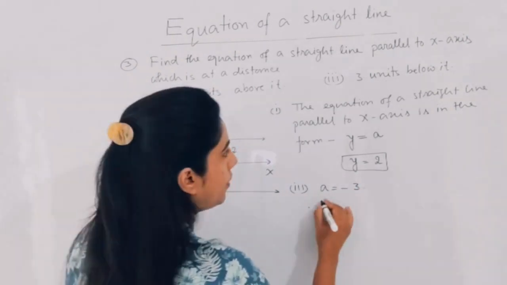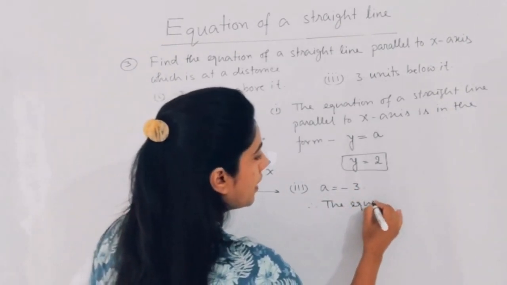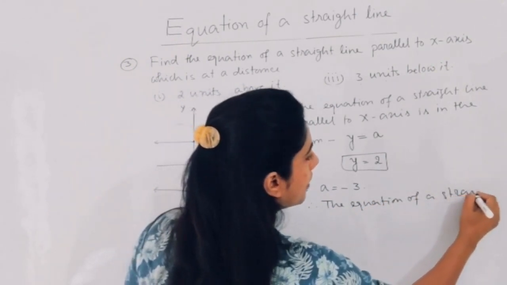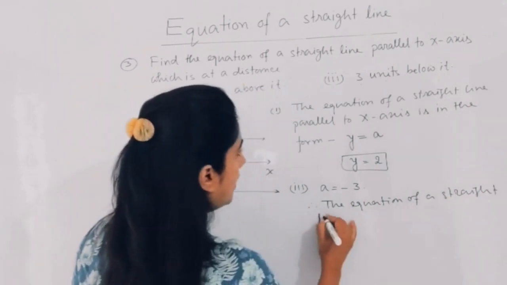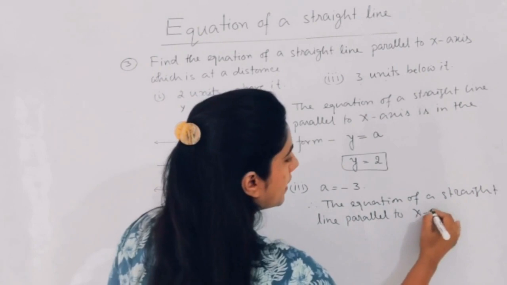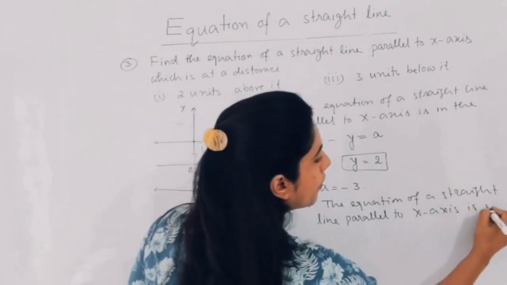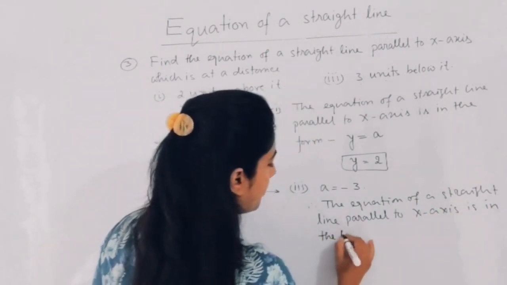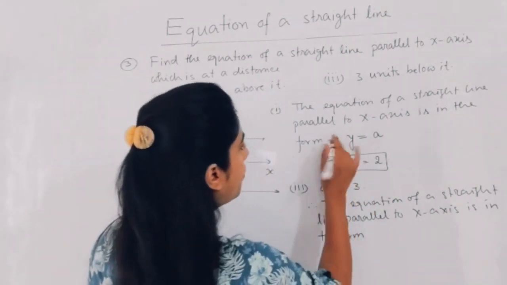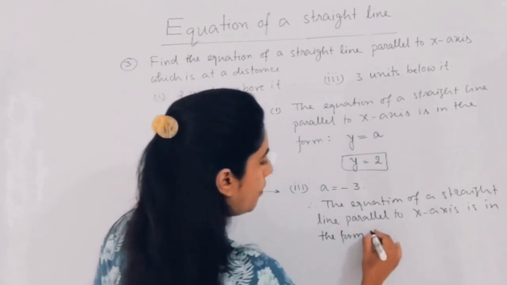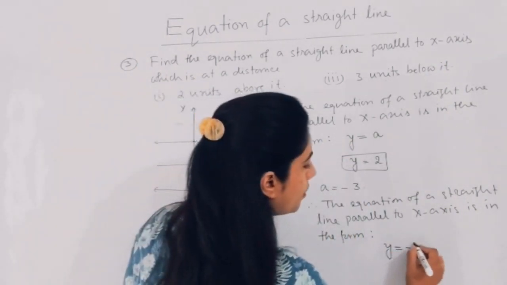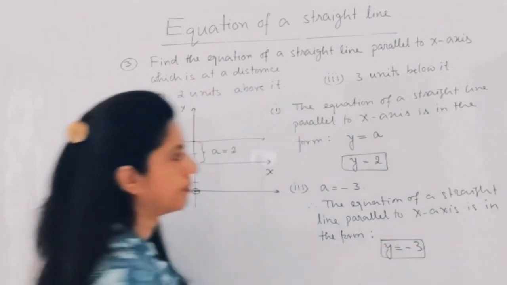Therefore, we will again write down the equation of a straight line parallel to x-axis is in the form y is equal to A. Here after y you can put a colon. Y is equal to A. Here A is minus 3. So it will be y is equal to minus 3. This is the answer.